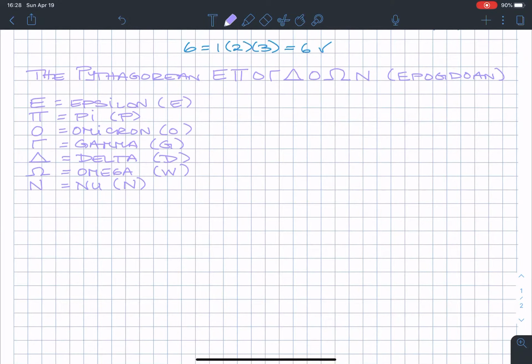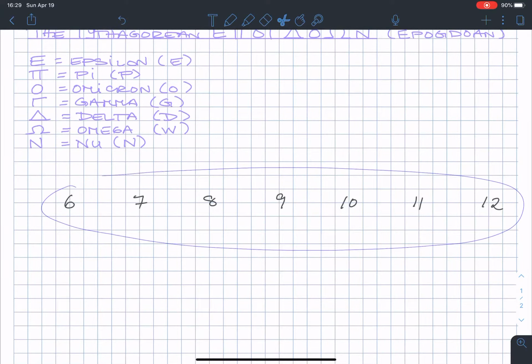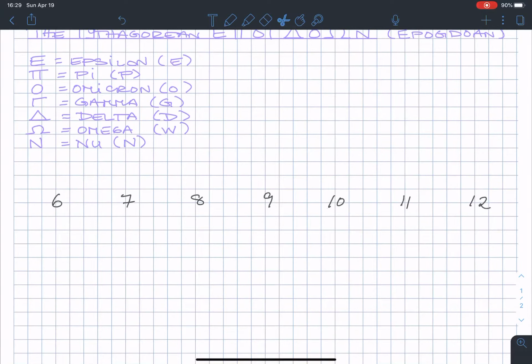Okay, so the Pythagorean epogdoon. And this actually, ogdoon, think of octave, because that's where we're going with this. So let's start off with the perfect number 6. 6, 7, let's see, 8, 9, 10, 11, 12. Are these evenly spaced? Hopefully they are. Does that look like it's evenly spaced? Well, good enough for government work. Let me move it over just a tad to the left.